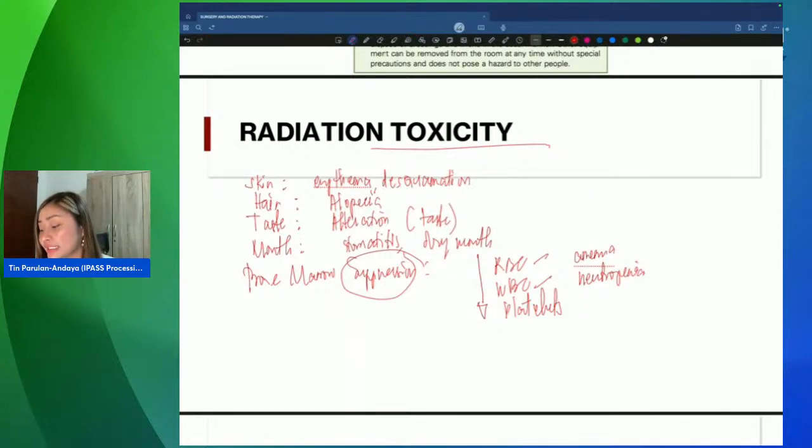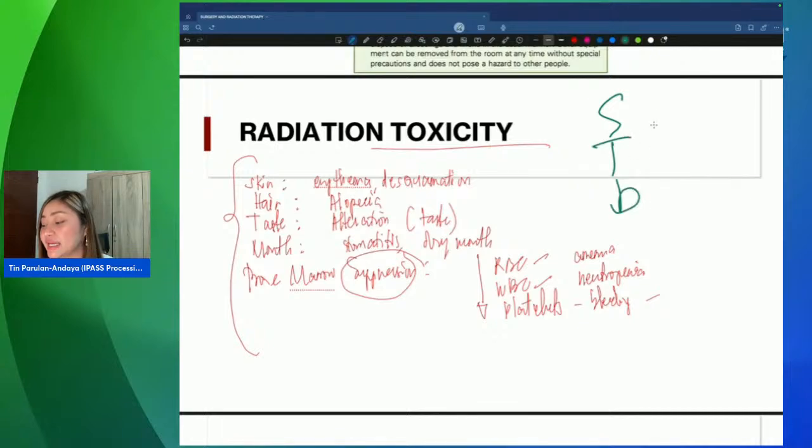Next, we also have a decrease in the platelet count, or decrease in your thrombocytes. It has something to do with blood clotting, so we're expecting a risk for bleeding here. So bleeding precaution or bleeding management, right? Take note of this one for your radiation toxicity. So that is why our focus is what?